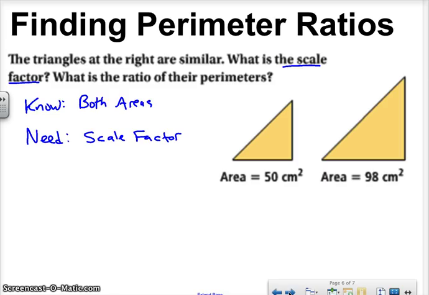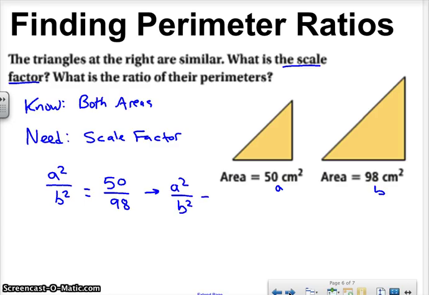If we know the ratio of the areas is a squared to b squared, we can set that equal to what we know. Let's call this a and this b. A squared to b squared is 50 to 98. And we can do some solving here in just one moment. What I would do first is rewrite this simplified. A squared to b squared. 50 and 98 have 2 in common, so I could take half of both of them. This is 25/49, which is convenient because now we have some perfect squares.